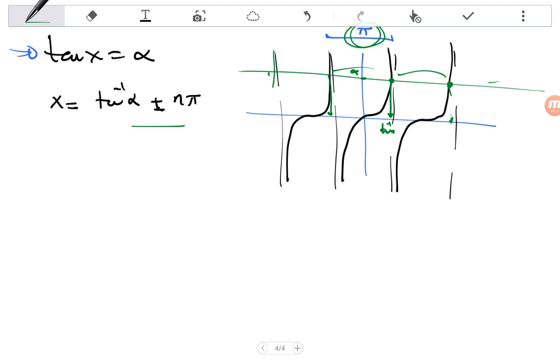Okay, so the solution set in this case is simpler than the previously stated two cases, which are sine and cosine. It is just you take the inverse and you add the multiples of pi in this case. Okay, so let's check an example. If I had, for example, this equation, sine squared x minus 3 sine x plus 2 equals 0.